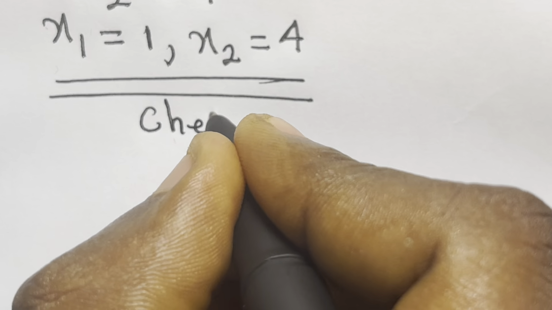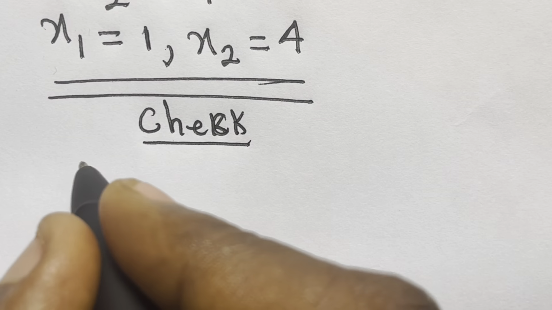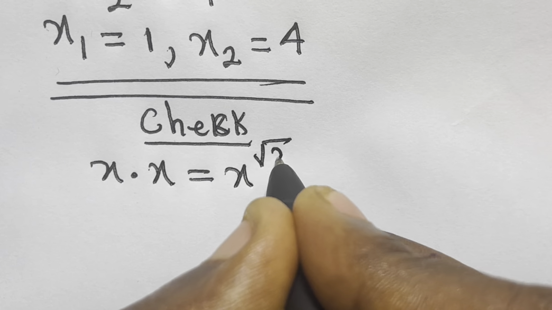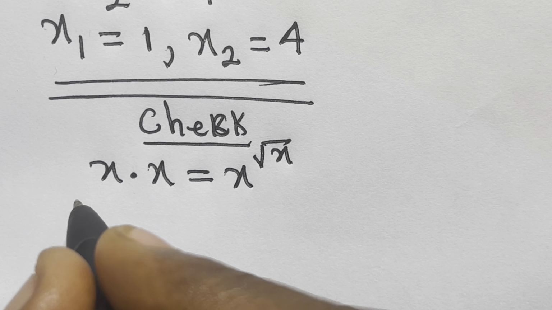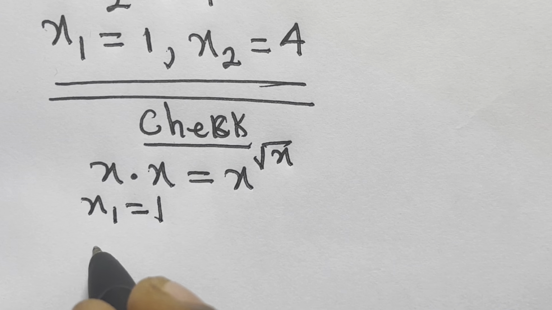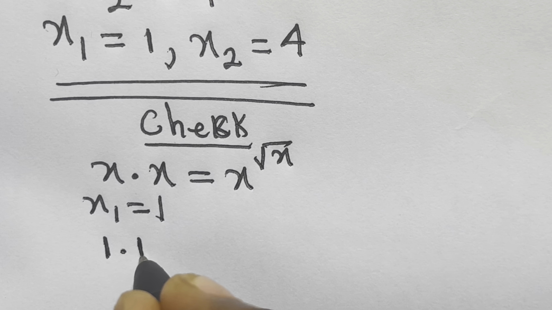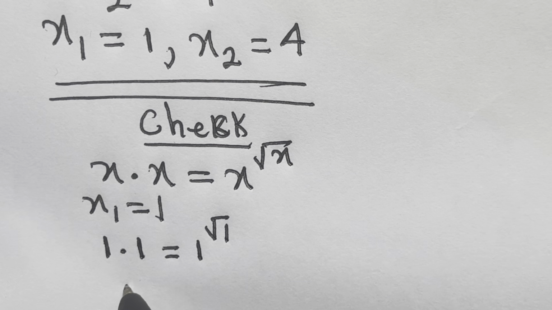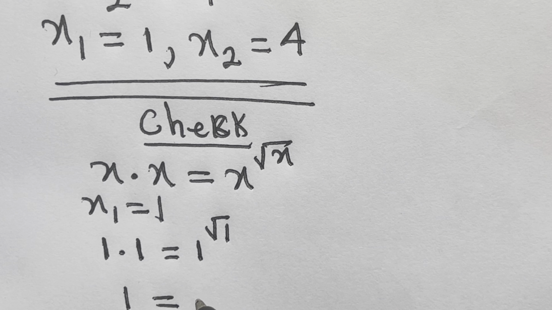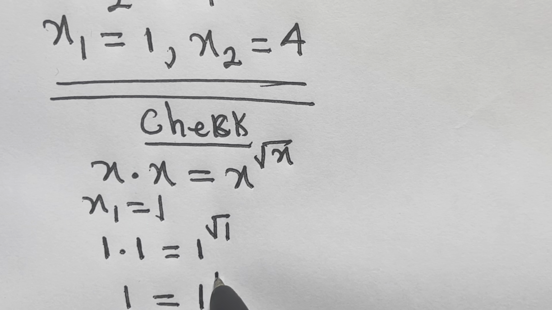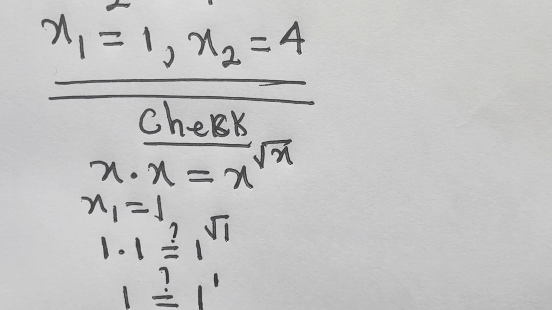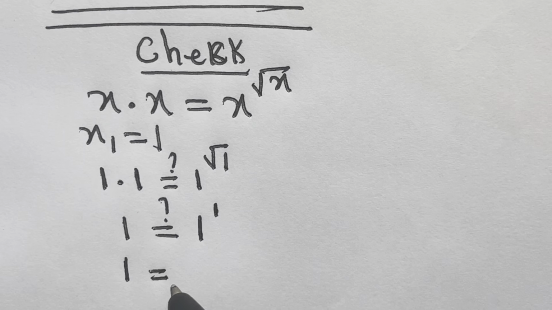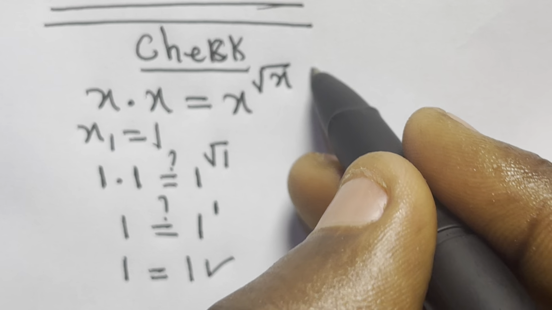Let's say check. We have x times x equals x raised to power square root of x. Let's check for x1, which is equal to 1. So we have 1 times 1, right? So equals 1, then square root of 1. So 1 times 1 will give us 1. Square root of 1 will give us 1. So we want to check if this is equal: we have 1 is equal to 1 raised to power 1, which will give us 1. So that means that this is valid, right?